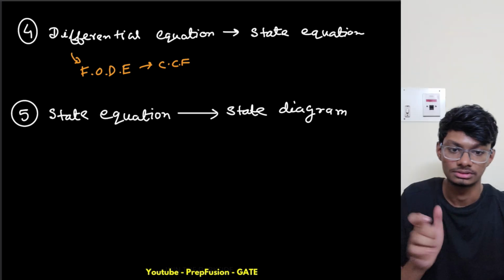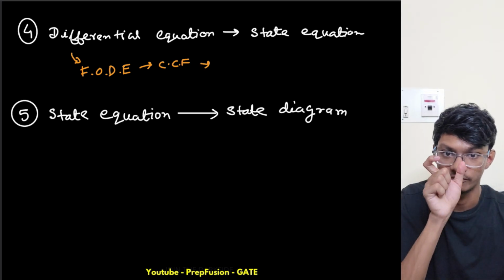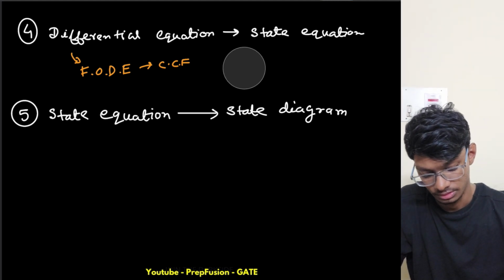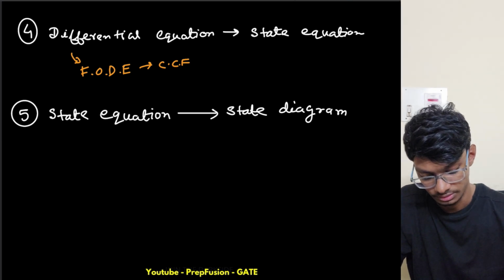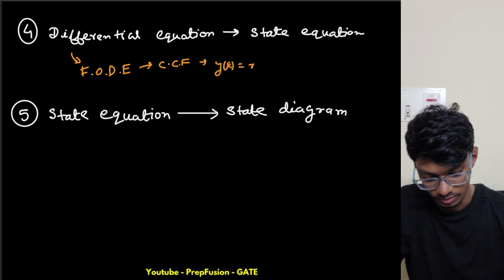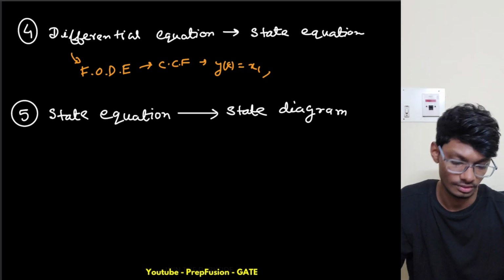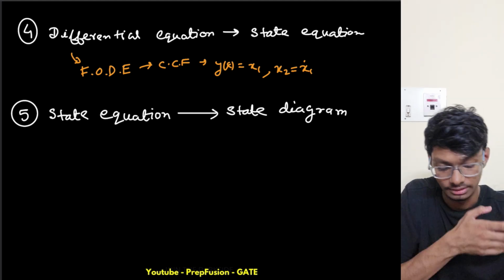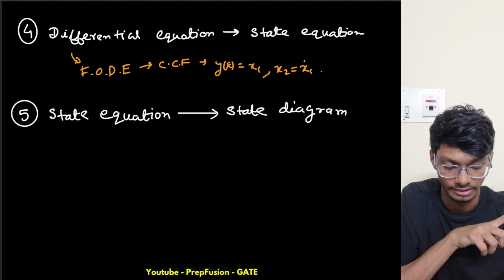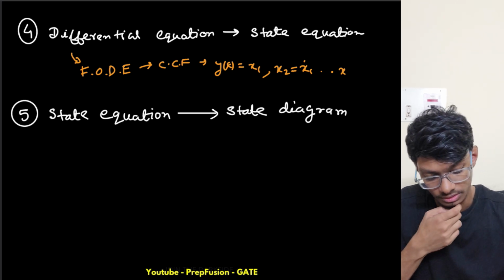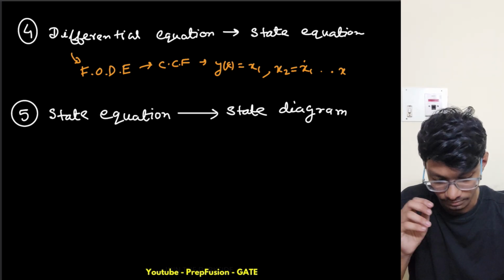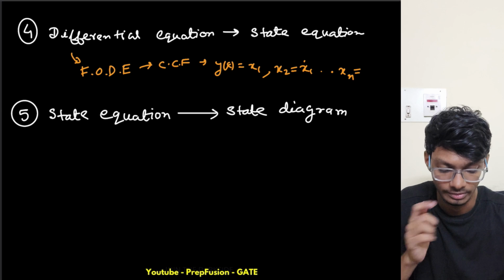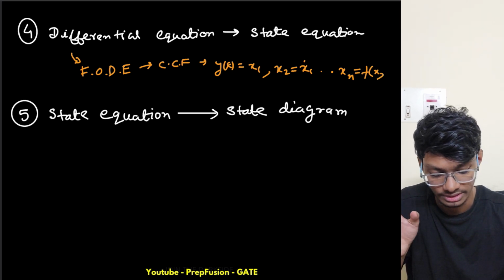In CCF, what we used to do is name the first state variable, which will be equal to y of t. I mean it can be related like this: y of t equals x1, then x2 equals x1 dot, then the next one, and so on up to the last state variable. If the order is 2, then it is fine. If the order is n, we go up to n. The last state variable will be some function of all the state variables and the input.